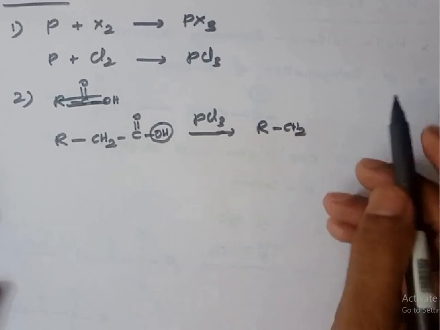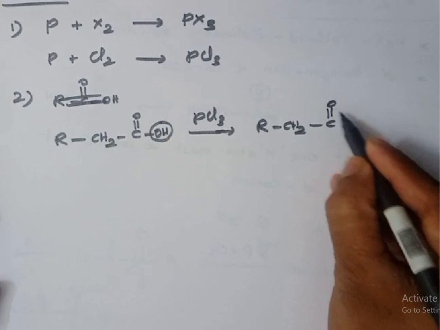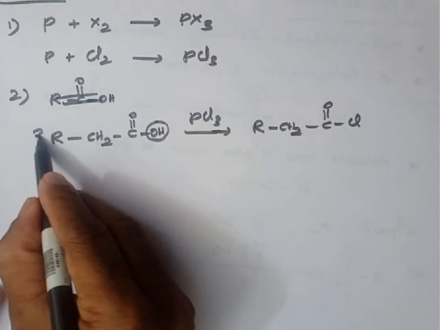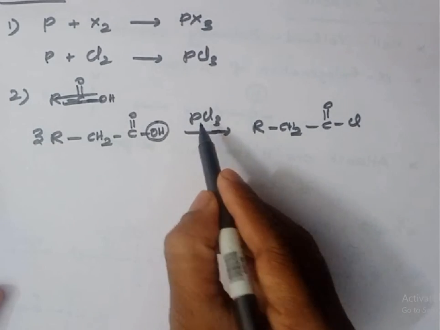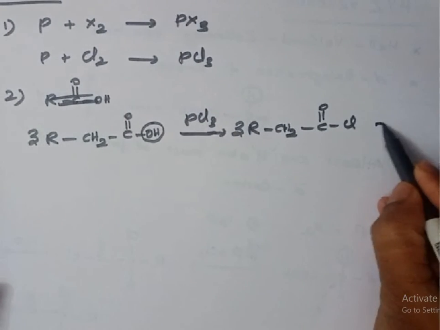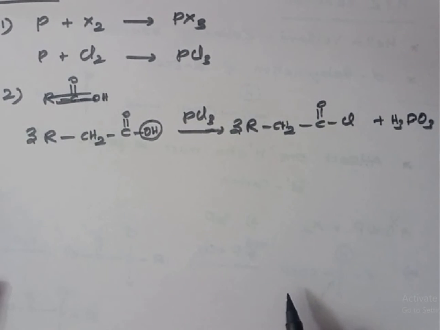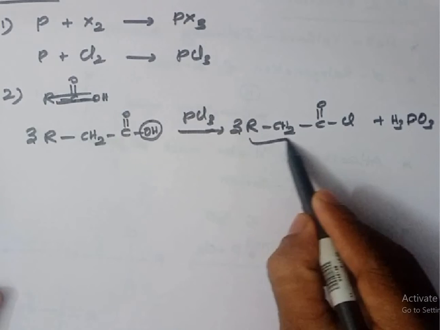RCH2, you'll get COCl. Actually, you should take 3 moles of this. It will react with 1 mole of this, so you'll get 3 moles of this product, plus H3PO3 is formed as the byproduct.